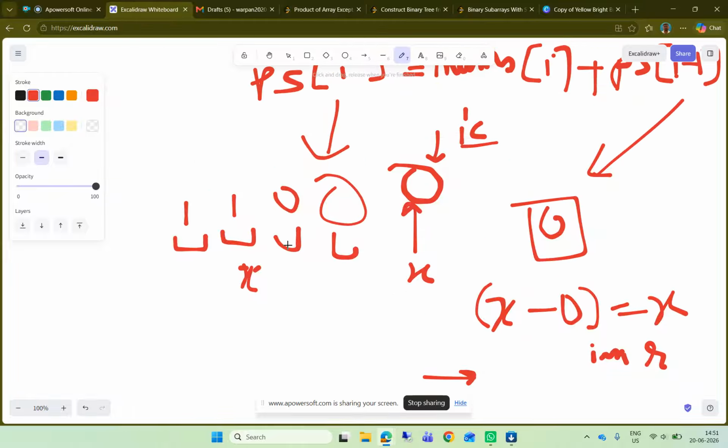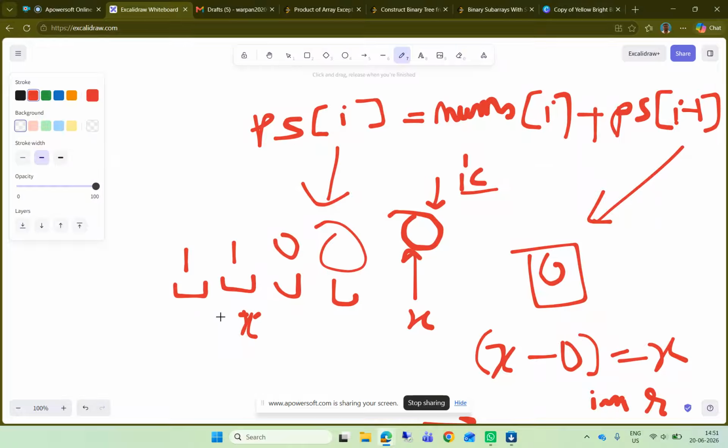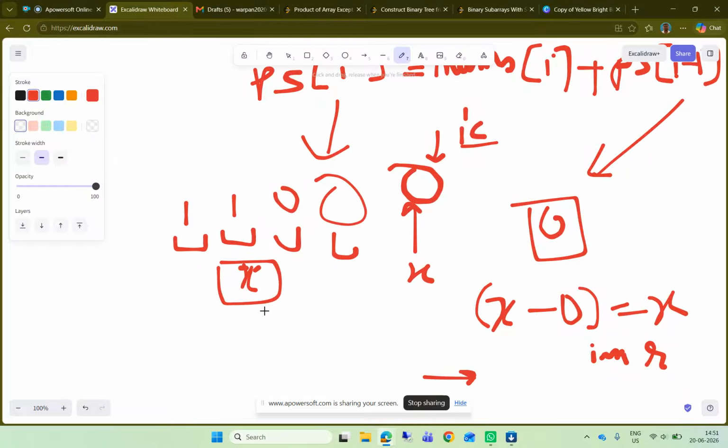So again observe here we have x at this point, and until here probably we'll have x only 3 times, right? Instead of storing the indexes, if we only store how many times this prefix sum occurs, it will be 3. So basically at this point, at this point, at this point we have x values, right?